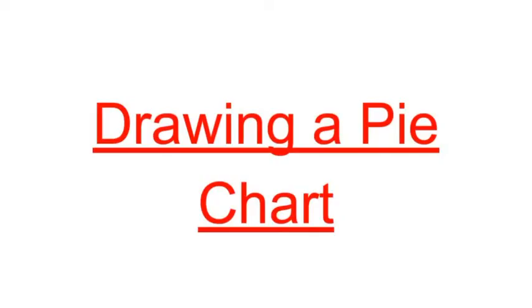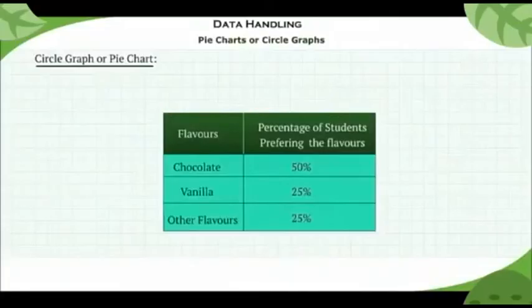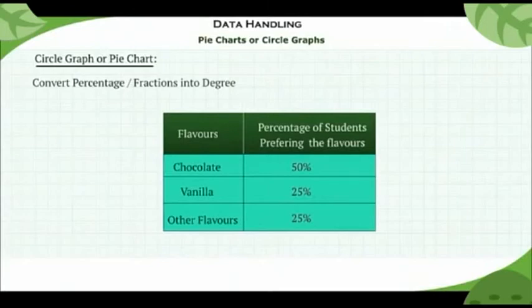Next, let us learn how to draw a pie chart using some examples. Let's consider this data. This chart shows the favorite flavors of ice creams for students of a school. Let's create a pie chart indicating the proportion of different flavors of ice creams. Before we begin with the creation of the pie chart of flavors, we need to first convert the percentage into degree, as the data has to be represented in sectors with some central angle that corresponds to the percentage.